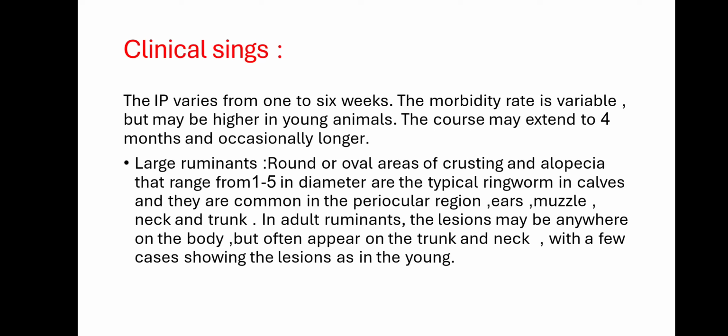Clinical signs: the incubation period is from 1 to 6 weeks. Morbidity rate is variable, but higher in young animals. The course may extend to 4 months or longer. In large ruminants, round or oval areas of crusting and alopecia that range from 1 to 5 cm in diameter are the typical ringworm in calves. Common sites are the periocular regions, ears, muzzle, neck, and trunk.